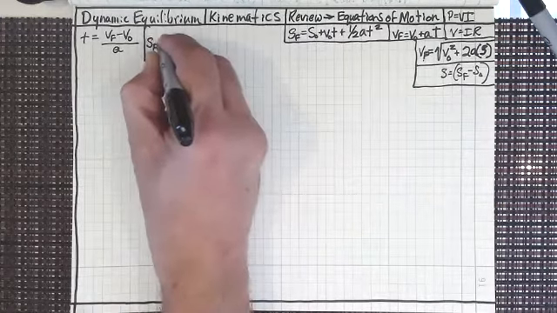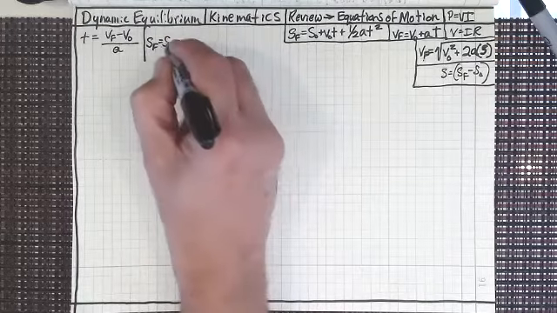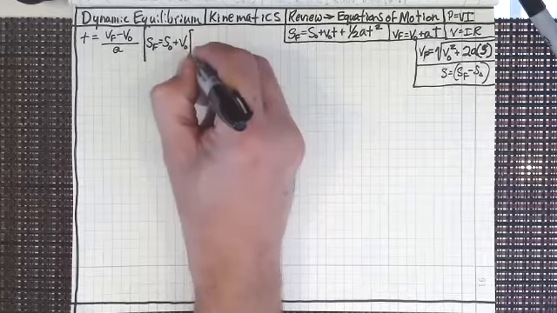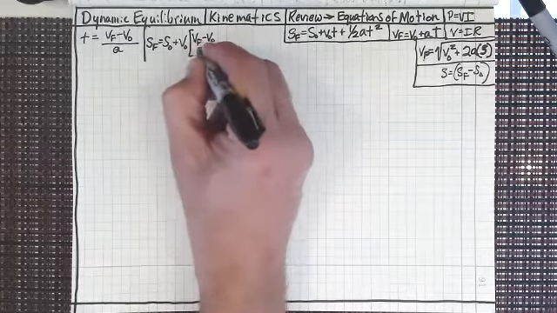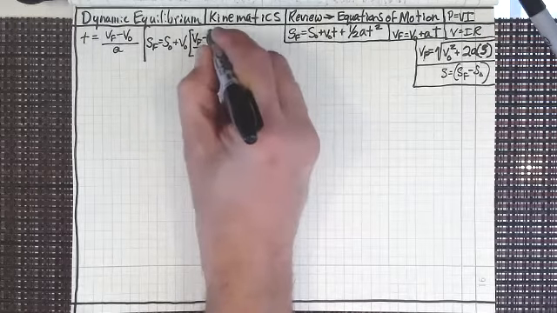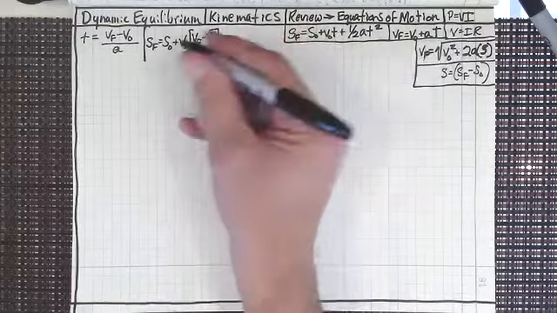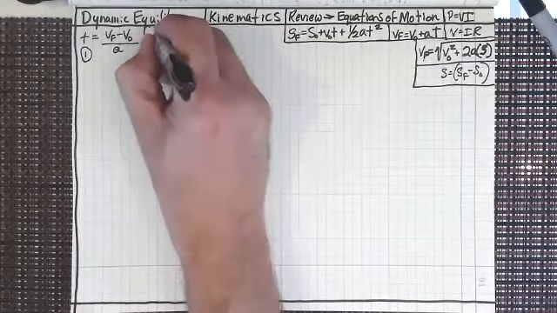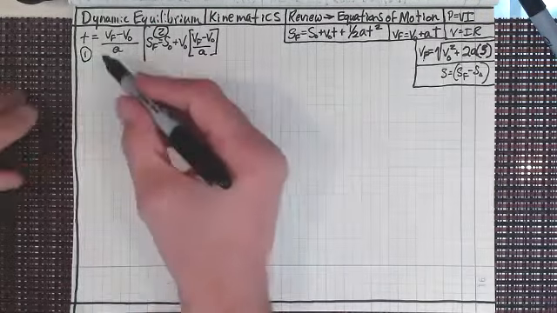So S final equals S original plus V0, and then what is T now? T is V sub F minus V sub O over A, right? I've just substituted this into that. So we could say that this is part 1, and this is part 2, substituting T.